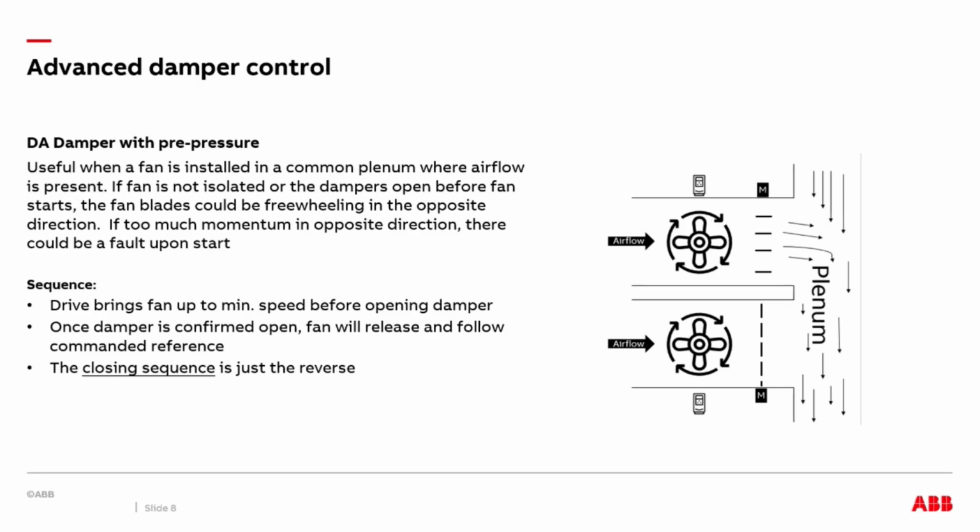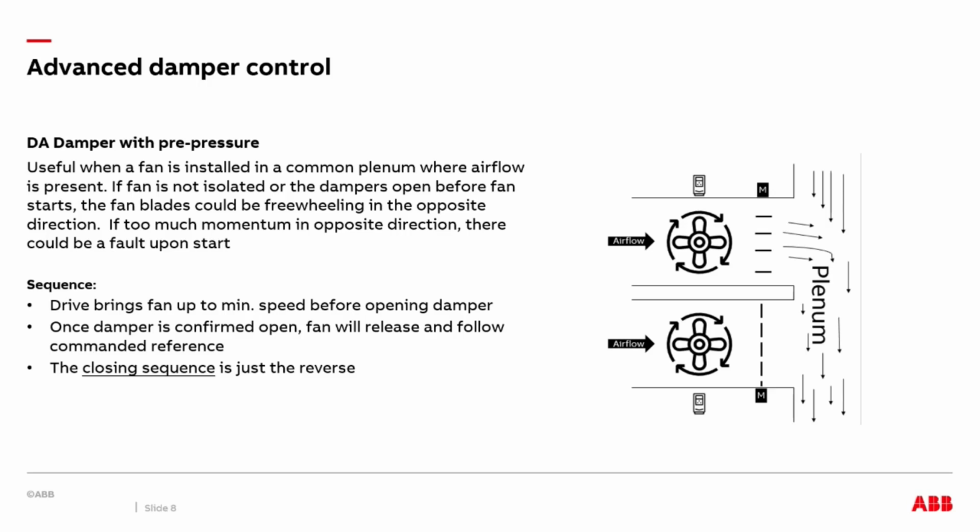If that fan is not isolated, or if the damper is open before the fan starts, what can happen is that the fan blades could actually start freewheeling in the opposite direction. If there's too much momentum going in the opposite direction, the fan could actually fault the drive upon a start. So how does discharge air damper with pre-pressure work?